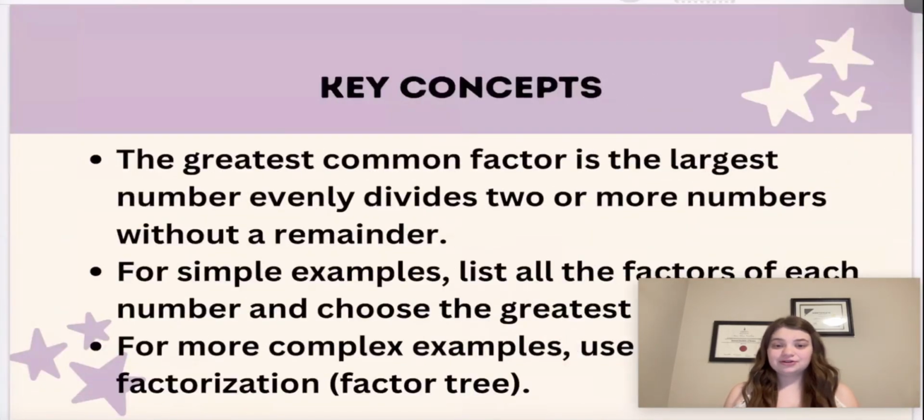So, the greatest common factor is the largest number that evenly divides two or more numbers without a remainder. For simple examples, we can just list all the factors of each number and choose the greatest on the list. And for more complex examples, we're going to be using a factor tree on both numbers and seeing which prime factors are common amongst both, and then multiply those common factors specifically together to find the greatest common factor.